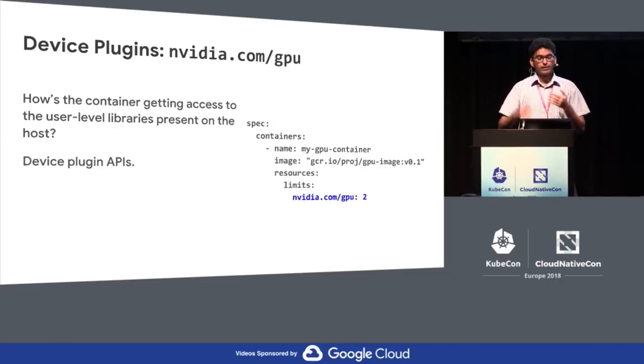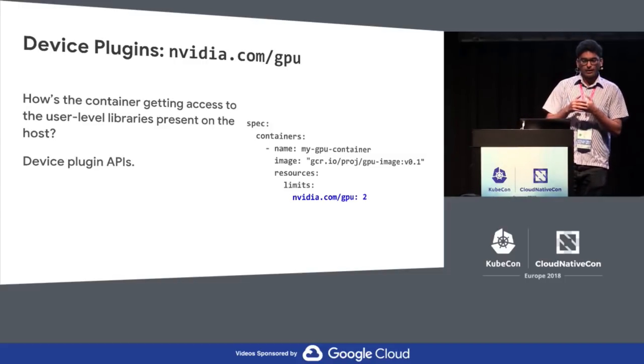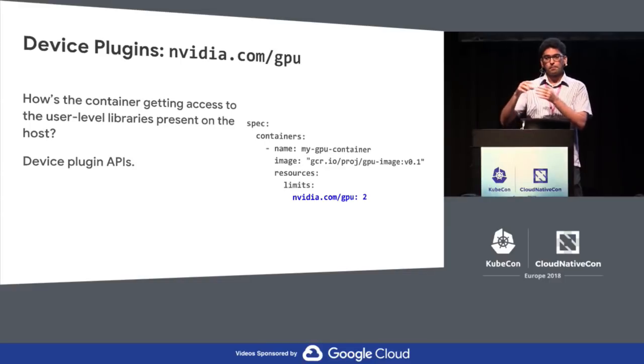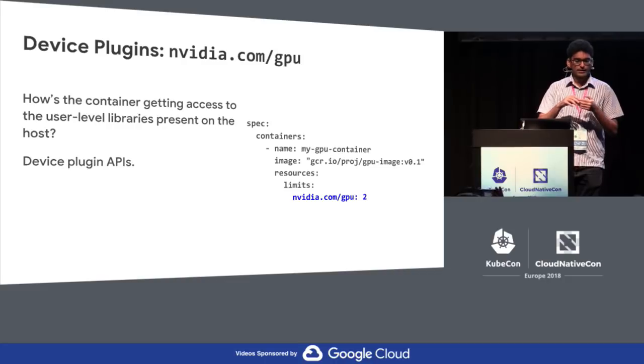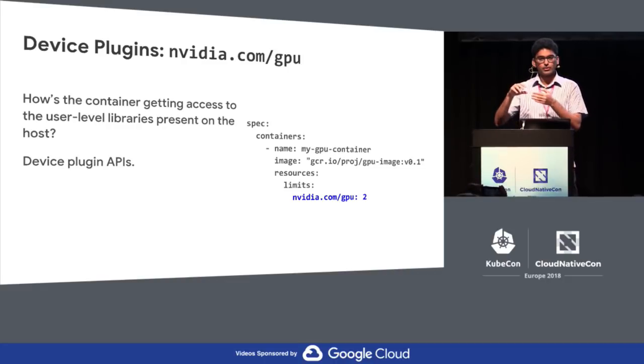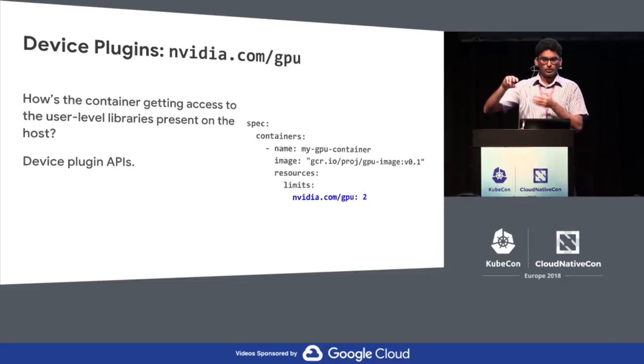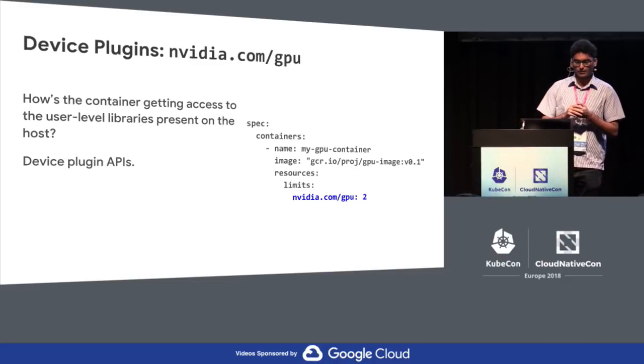And the magic is in the device plugin APIs. Device plugin APIs allow the device plugin to set environment variables inside the container or mount volumes inside the container. So for example, the cluster administrator could configure the device plugin to point to the path on the host where the shared libraries are present. And when the device plugin sees a pod requesting GPUs, it will add that volume to the container so that the container can access this, right?